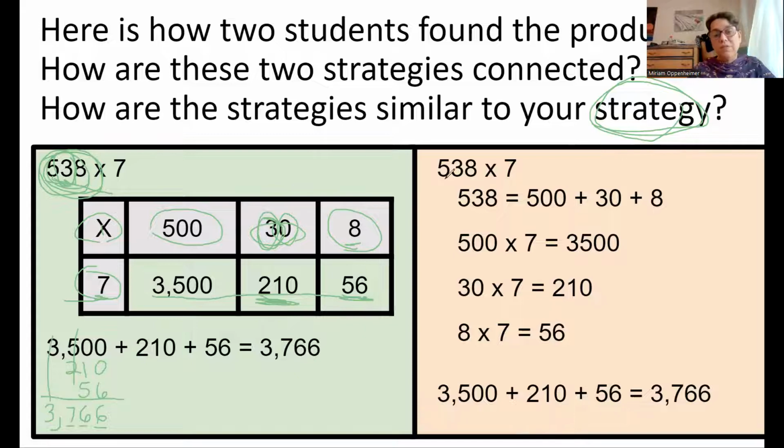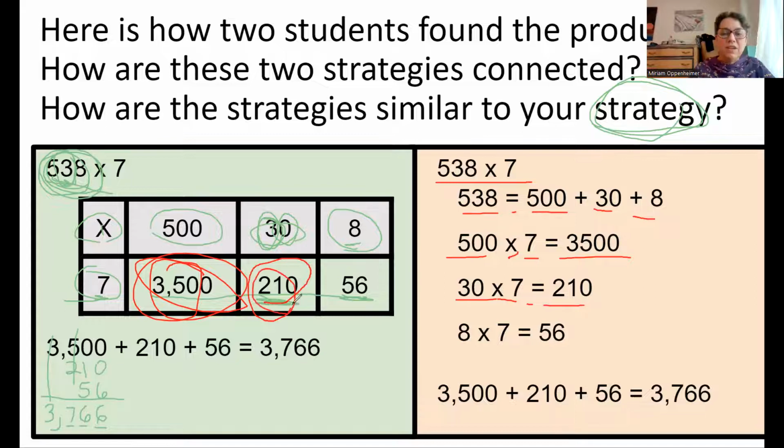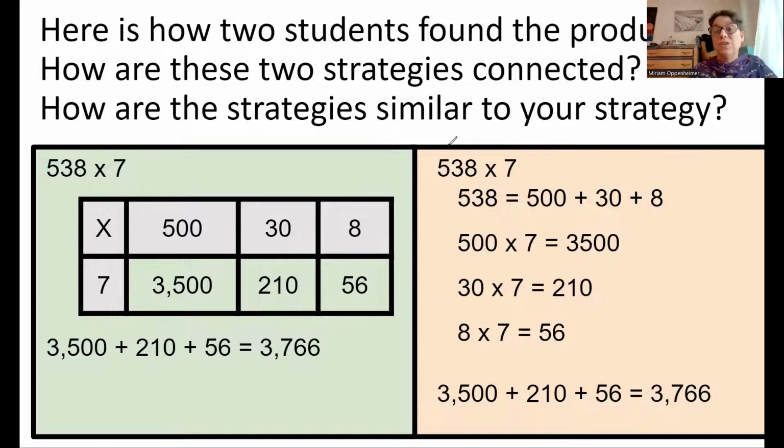Let's look at strategy number 2. Similar. 538 times 7. 500 is 500 plus 30 plus 7, right? 500 times 7 is 3,500. Same as over here. 30 times 7 is 210. Same as over here. 8 times 7 is 56, because 5, 6, 7, 8, right? And so we added them together just like this. So how are they similar to each other? They're almost the same. How are they similar to your strategy? Those are two questions.